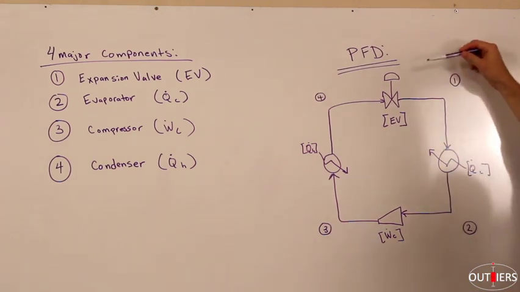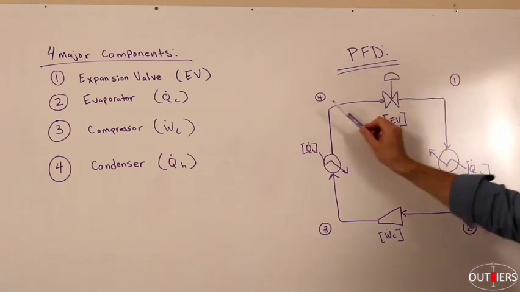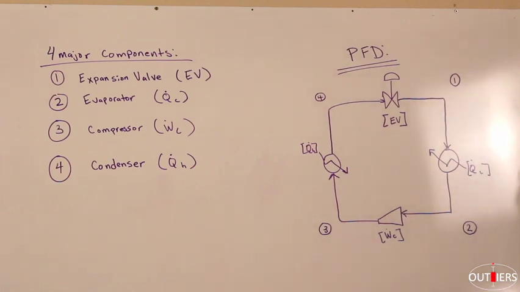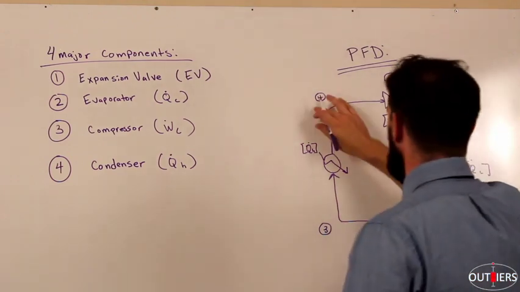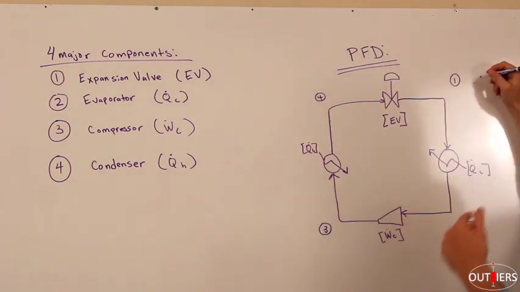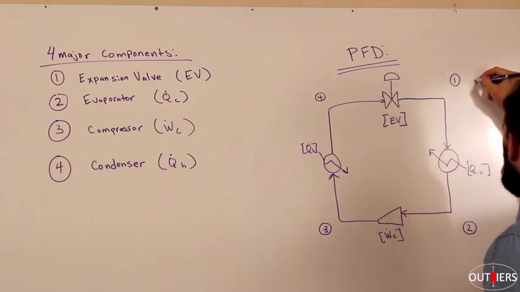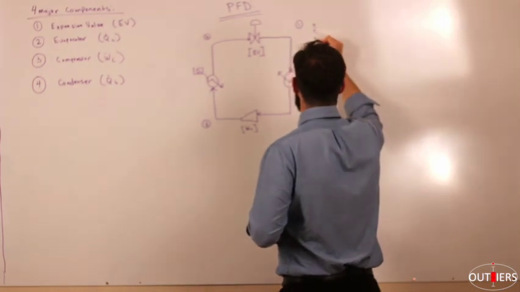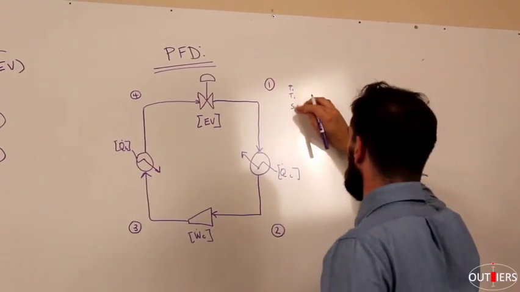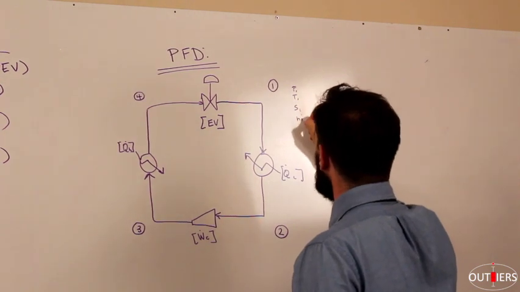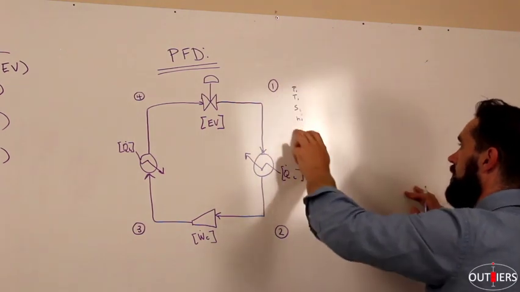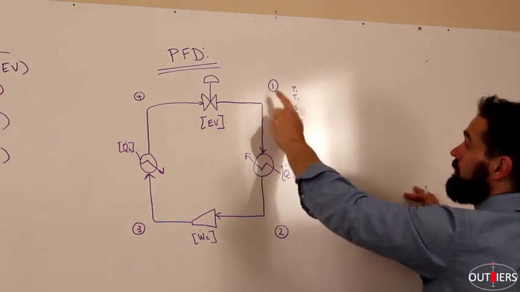So let's look across the expansion valve between state 4 and state 1. I've called these states because that's ultimately what we're going to look at them as. Remember, a state has pressure, temperature, entropy, enthalpy, all these different state functions. So state 1 has pressure 1, temperature 1, entropy 1, and enthalpy 1. And these are all referring to the state functions at state 1.